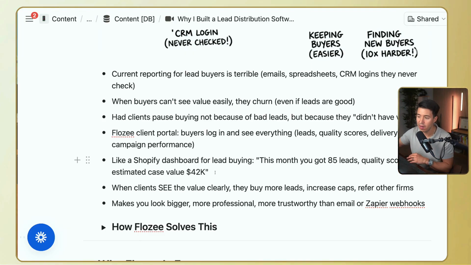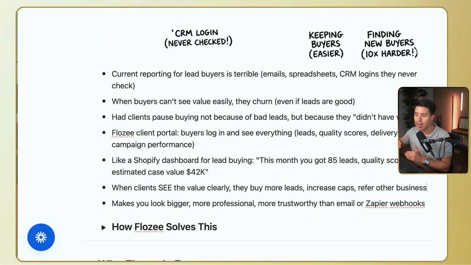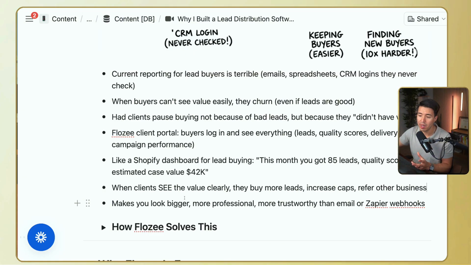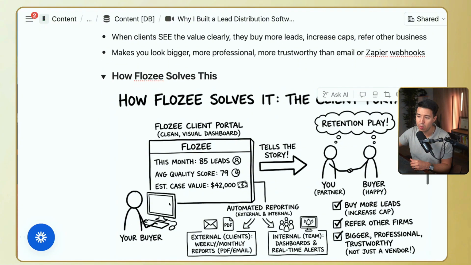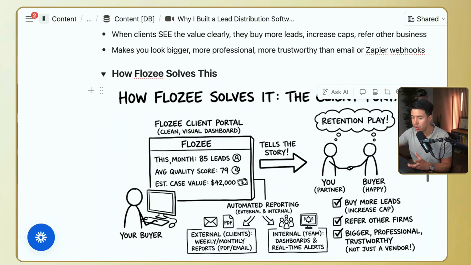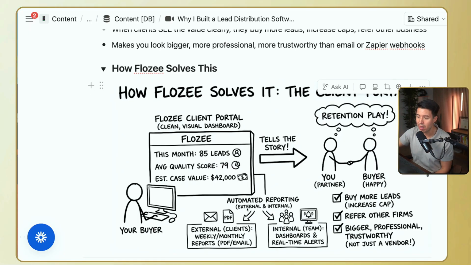This month you got 85 leads, the quality score 79, your estimated case value or estimated revenue, whatever, is 42K. When clients see the value clearly, they buy more leads, they increase their caps, and they refer other businesses. It also makes you look bigger, more professional, more trustworthy than email or Zapier webhooks. So the way we solve this is there's a client portal where they can log in, they see all of their metrics, estimated value for all of those leads, and we try to tell a story. Not only that, we also have automated reporting, external and internal, with email and Slack webhooks.